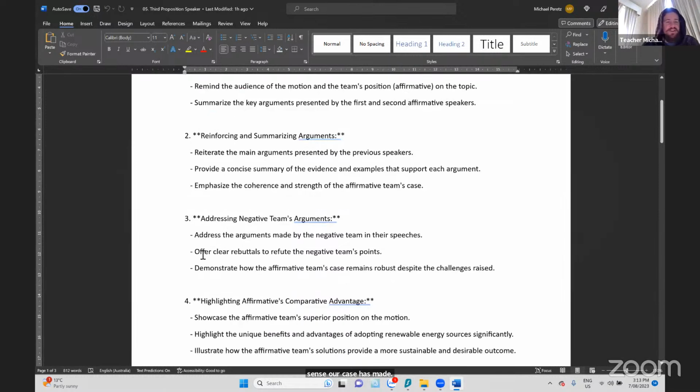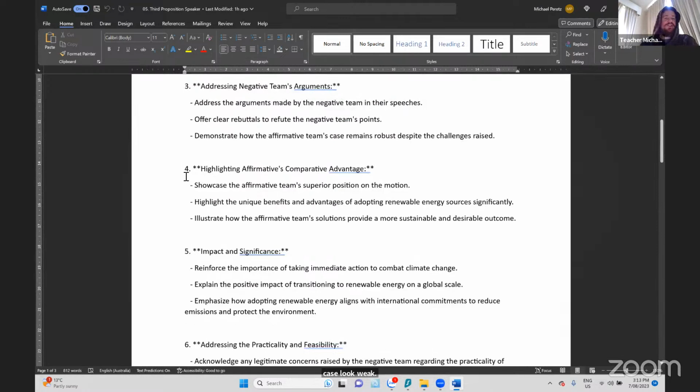We need to address the arguments made by the negative team in their speeches. We need to offer clear rebuttals to refute their points. And we need to demonstrate how the affirmative team's case remains strong. So we need to show how the affirmative team's case is still strong and still well constructed, even though the negative team has made their best attempts to make our case look weak.